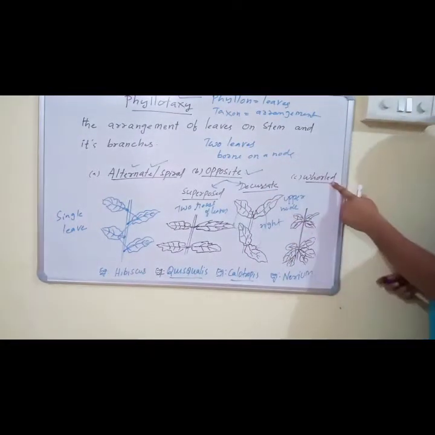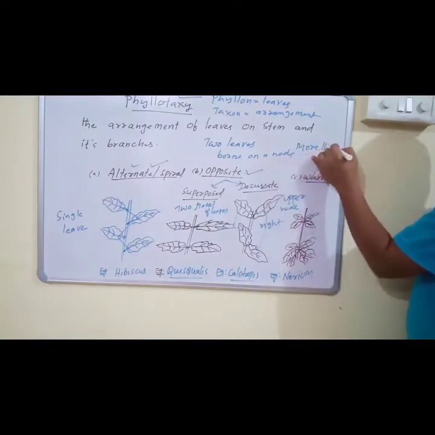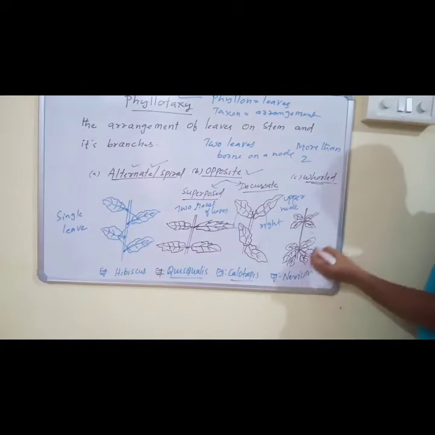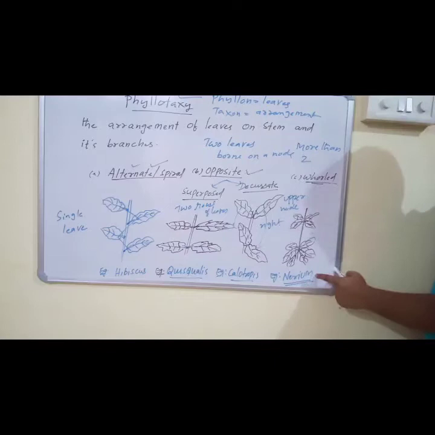And the third one is whorled phyllotaxy. In whorled phyllotaxy, more than two leaves are borne on a node. So all the leaves are arranged in a whorl, a group of leaves. A group of leaves is called a whorl, and hence it is called whorled phyllotaxy. And whorled phyllotaxy is present in Nerium.